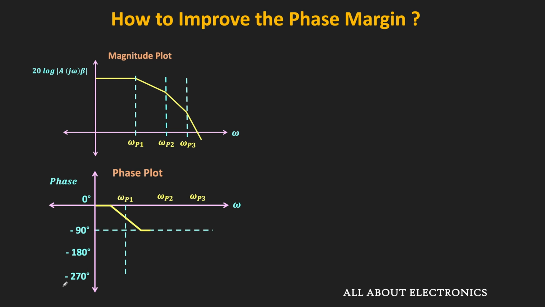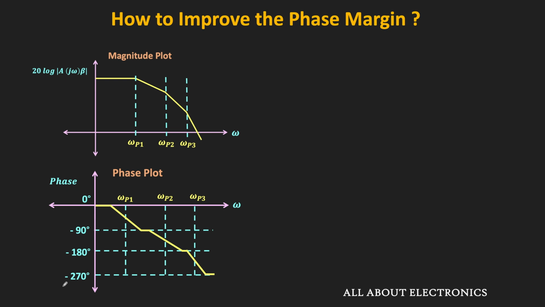Now, the second pole will arrive at omega p2. Due to the second pole, once again, the phase will start reducing and it will reach minus 180 degree at 10 omega p2. So at omega p2, it will be equal to minus 135 degree. Once again, due to the third pole, from the point omega p3 onwards, the phase will start reducing and it will be close to minus 270 degree at 10 omega p3. So at omega p3, the phase will be close to minus 225 degree. And around 10 times omega p3, the phase will be close to minus 270 degree.